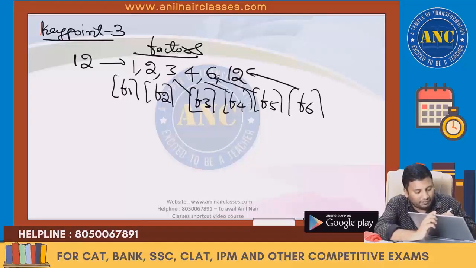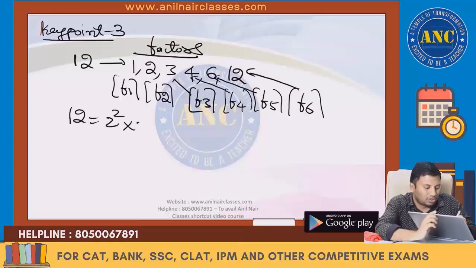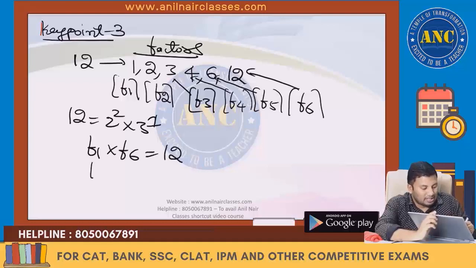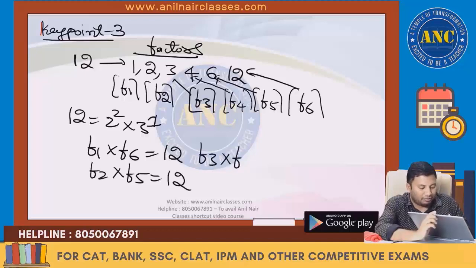F2, this is 3. F3, it is 3. F4, total 6 factors, F5 and F6. So 12 is nothing but 2 square into 3 power 1. First factor into last factor is nothing but 12. Second factor into fifth factor is 12. Third factor and the fourth factor is also 12.